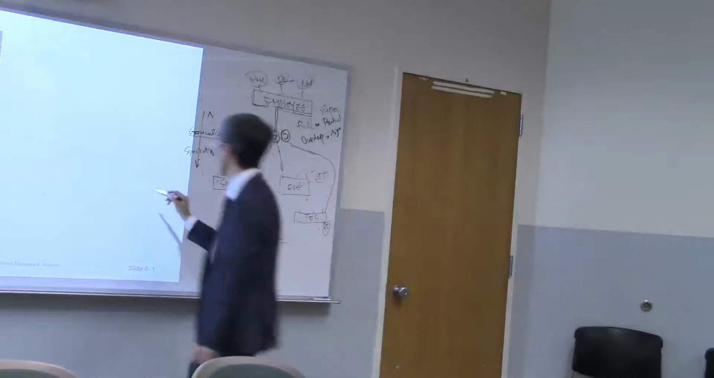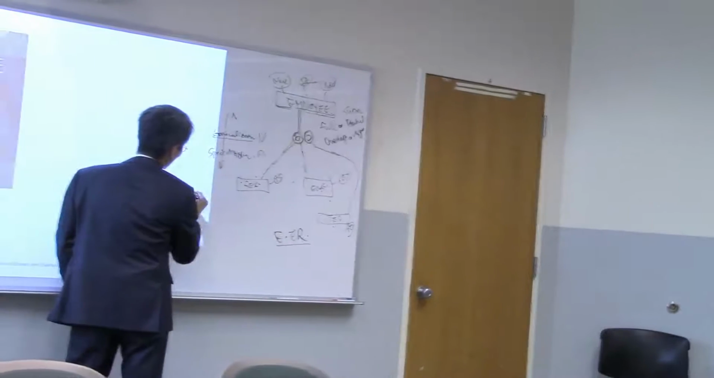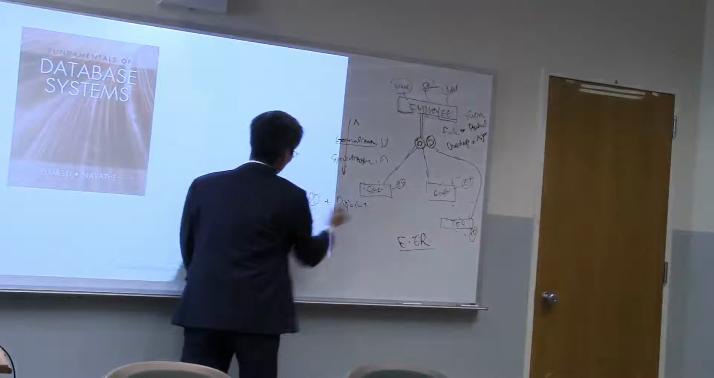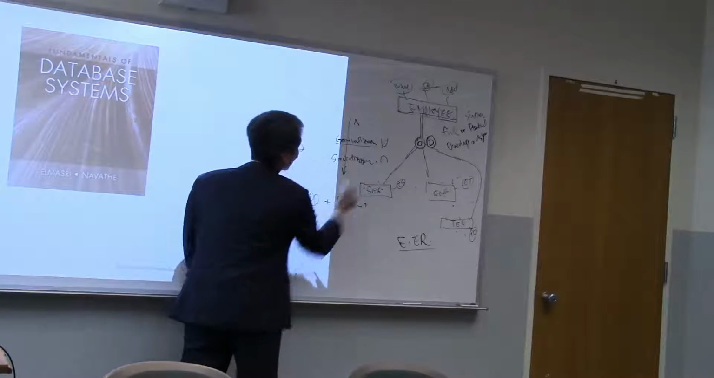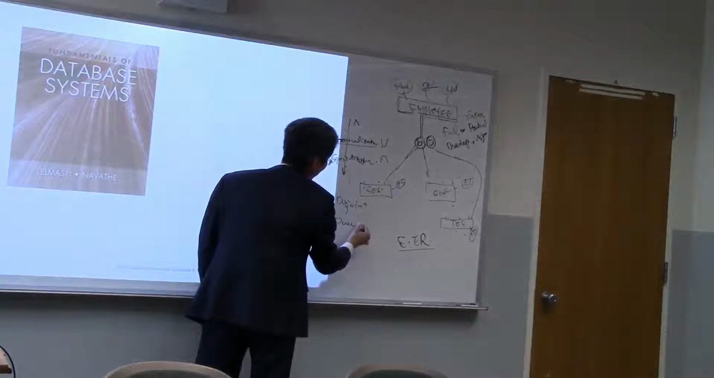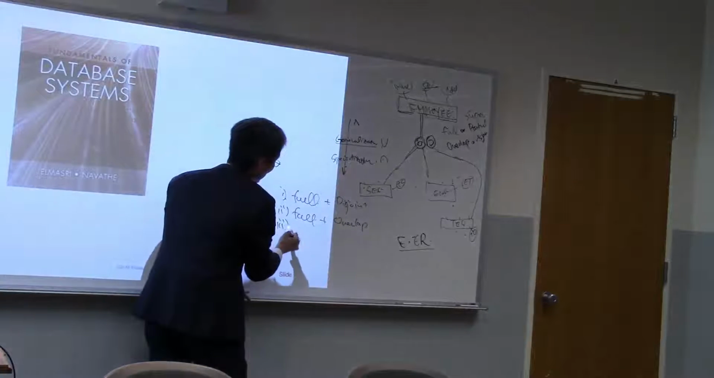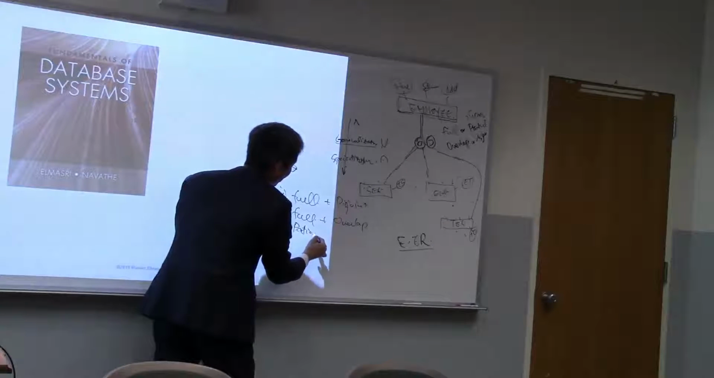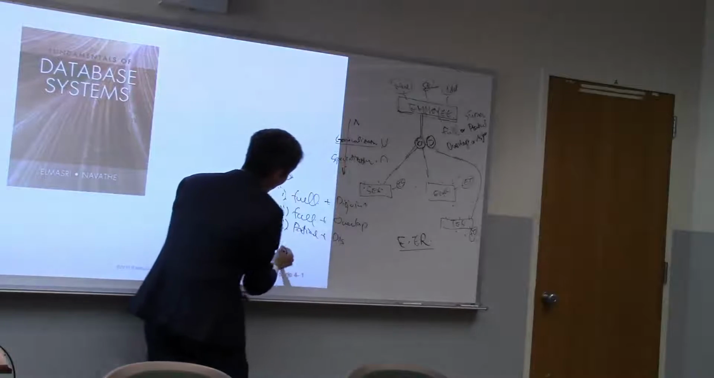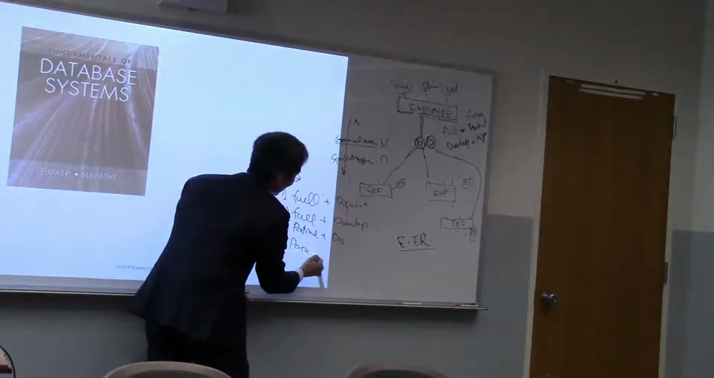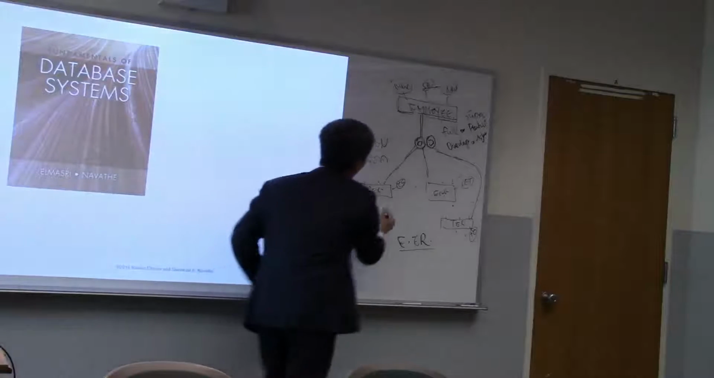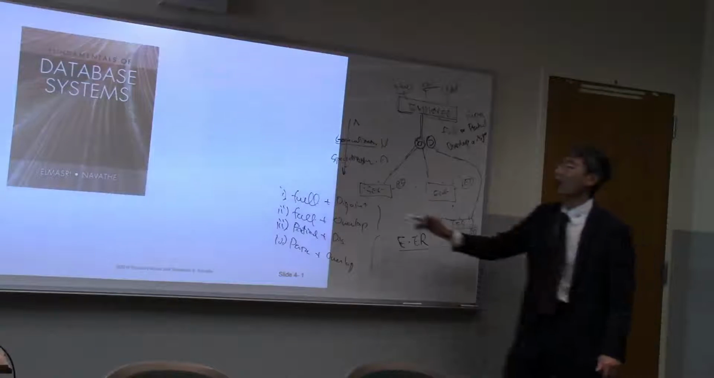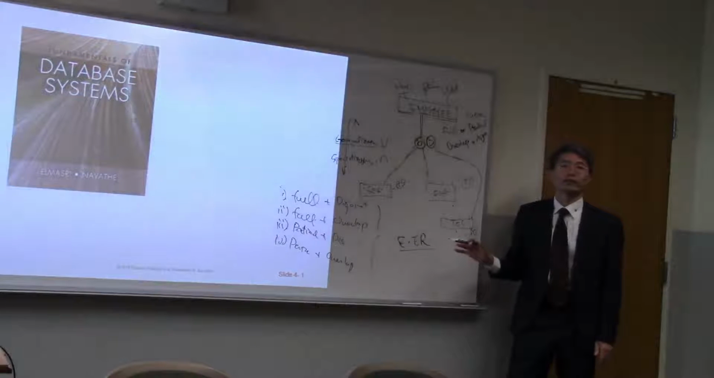Okay, so there are four types. One is full participation plus disjoint. Second, full participation plus overlap. Third, the optional or partial participation plus disjoint. And partial plus overlap. So any of the super and subclasses is one of these. You need to identify such a thing.